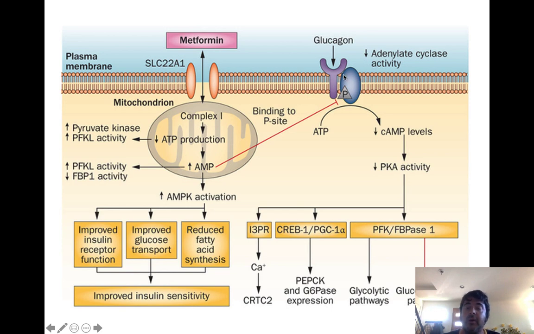Now, one of the medications that's used to treat type 2 diabetes is what's called metformin, and metformin has a target on a particular transporter. One of the things that metformin does is it activates different mechanisms in the cell that ultimately improve insulin sensitivity, improve glucose transport, reduce fatty acid synthesis, so it reduces the amount of fat that's released. This is the number one recommended drug for type 2 diabetics.